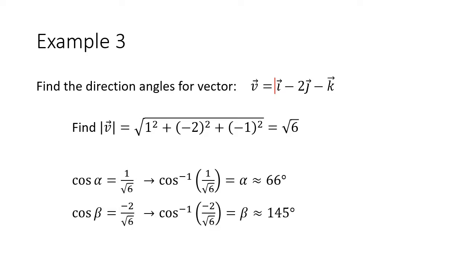And we do the same thing, cosine beta. Again, my component in front of j is negative 2. Negative 2 over root 6, plug that into my inverse cosine. Beta should be approximately 145 degrees. And then lastly, for gamma, cosine of gamma is -1 over root 6. Plug that into your inverse cosine, and there you go. We found each of our direction angles.